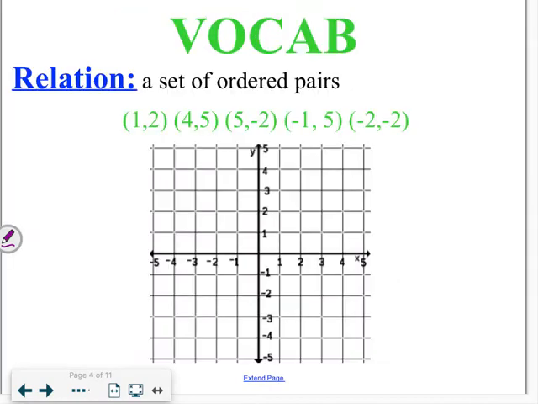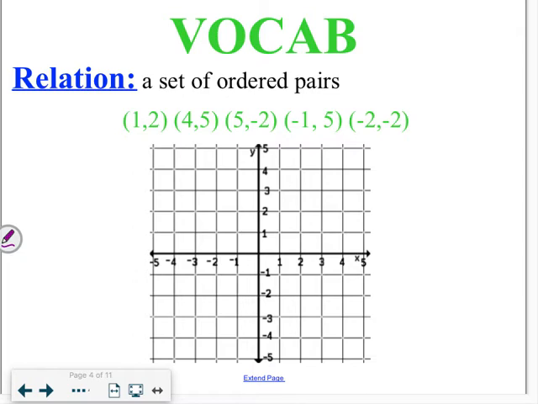On to exactly what a relation is. That is a set of ordered pairs. They don't have to necessarily be in a specific order or create a specific image on the graph. It just has to be a set of ordered pairs. So the first way that we can display a relation is through a graph.